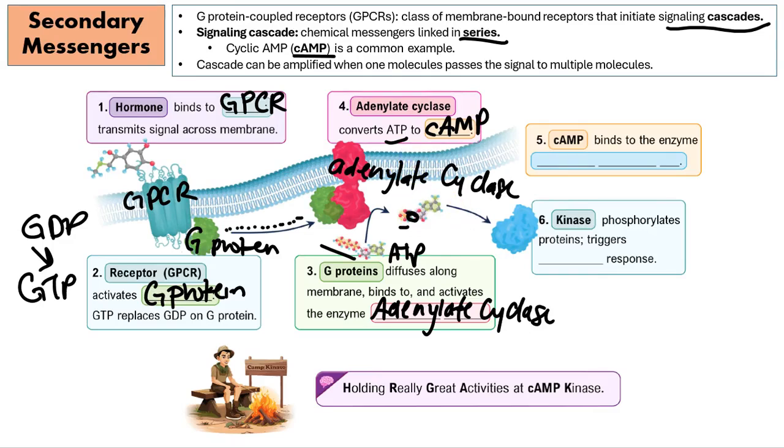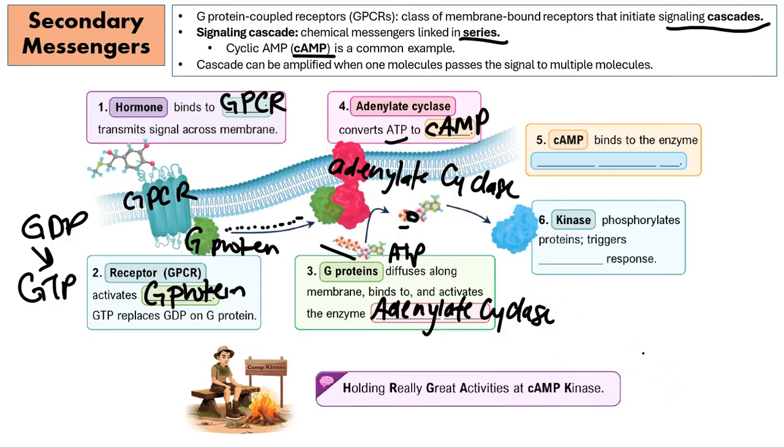So again, let's review. As you can see, I keep reviewing the steps over and over again because it's going to be very important to get it in your brain. Number 1, the hormone, the amino acid-based hormone, is going to bind to the GPCR receptor. That GPCR receptor is going to activate the G protein that's coupled with it, replacing GDP with GTP. Now the G protein has enough energy to diffuse down the plasma membrane and bind to and activate a larger enzyme called the adenylate cyclase enzyme.